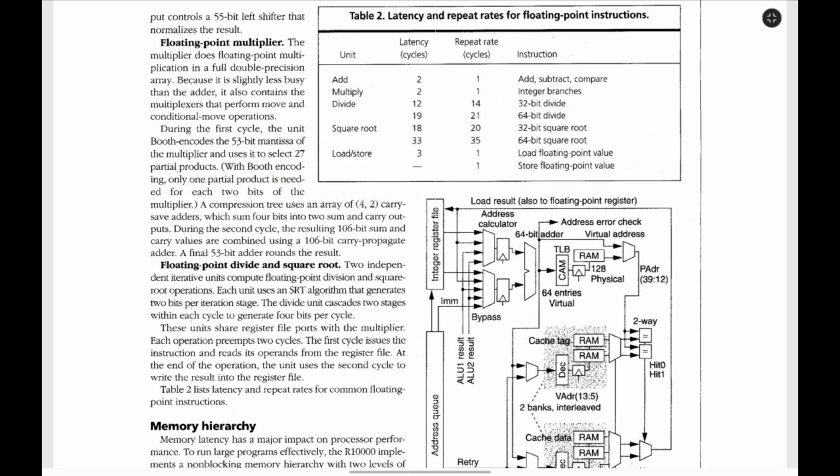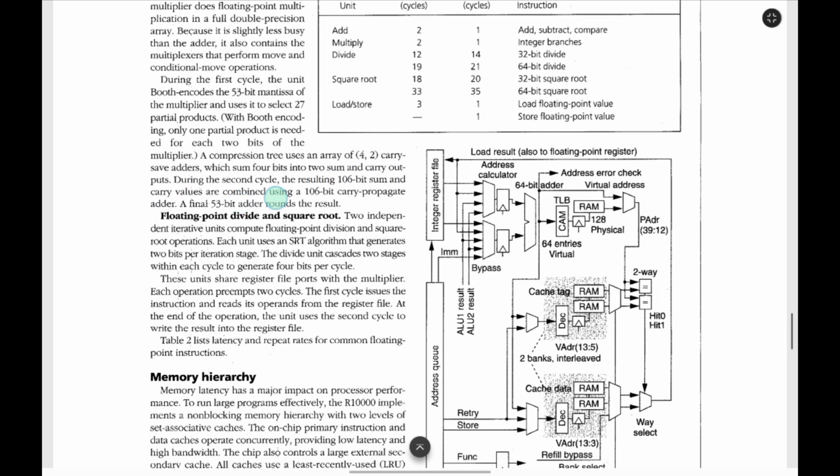The compression tree uses an array of 4-to-2 carry save adders, which sum 4 bits into 2 sum and carry outputs. During the second cycle, the resulting 106-bit sum and carry values are combined using a 106-bit carry propagate adder. A final 53-bit adder rounds the result.